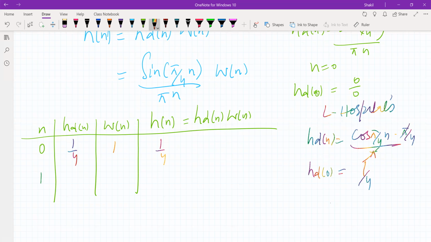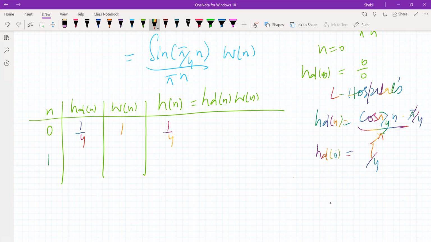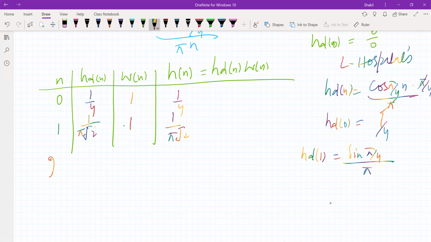Now put n equal to 1, so we have to get hd of 1. How much is hd of 1? Sine of pi by 4 into 1, divided by pi. How much is sine pi by 4? That will be 1 by root 2, times pi. Please check this value. And w of 1 is 1, and we are multiplying these two. Then you get the value. Then put n equal to 2, get the value. Then put n equal to 3, get the value.